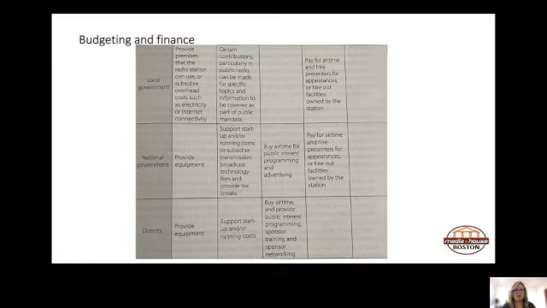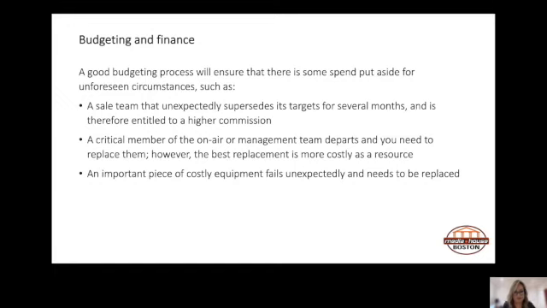A good budgeting process will ensure that there is some spend put aside for unforeseen circumstances, such as a sales team that unexpectedly supersedes its targets for several months and is therefore entitled to a higher commission, or a critical member of the on-air or management team departs and you need to replace them. However, the best replacement is more costly as a resource, or an important piece of costly equipment fails unexpectedly and needs to be replaced.